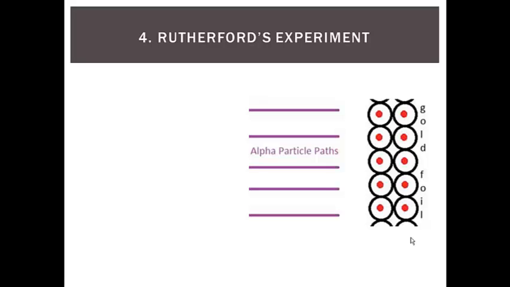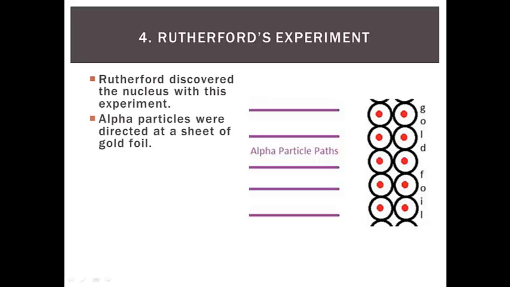Next one is about Rutherford's experiment. So Rutherford took a piece of gold foil and he directed some alpha particles at it. So this represents my gold foil. These right here are gold atoms, and there are my alpha particles.